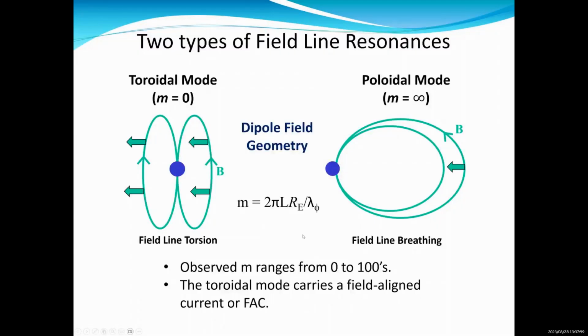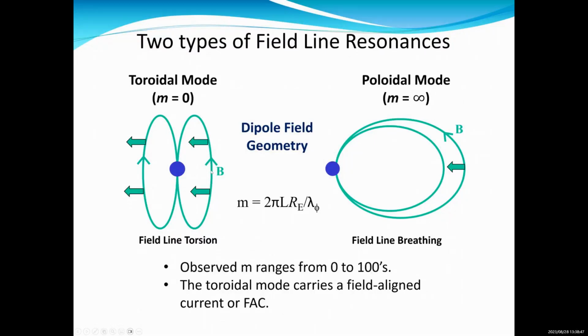There are actually two types of field line resonances. I mentioned only the toroidal mode. There's another mode called the poloidal mode that's no less important, but for the purposes of this talk, the toroidal mode is of interest because the toroidal mode carries a field line current which can drive charged particles along field lines. If these particles precipitate with high enough energy, they can cause the atmosphere to glow as an auroral arc.